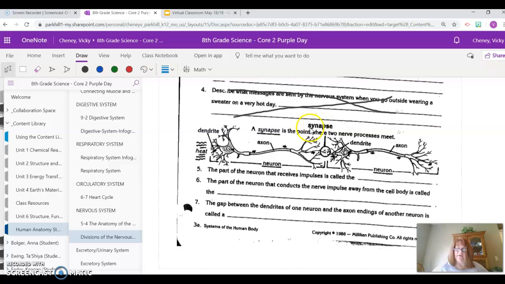I wanted to point out that this word here is called a synapse, and it's where the two neurons will meet. There's a little space called the synapse, and there are some electrochemicals that go across that synapse that go from one neuron to the next neuron.